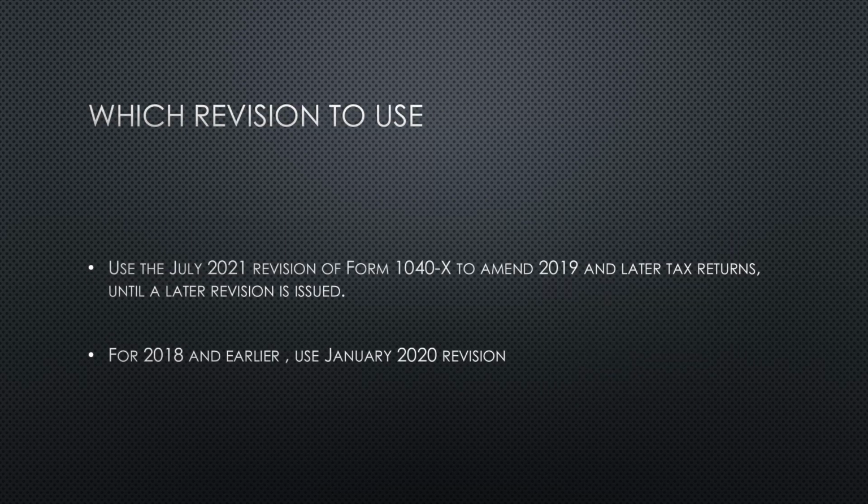There are several revisions of this form, and it's important to know which ones to use. So for Form 1040X, we have to use the July 2021 revision to amend taxes from 2019 or later until there is a new revision issued, but at the moment there is not, so this is what we have to use. However, if you're amending a 2018 or earlier tax return, then you have to use the January 2020 revision of this form.